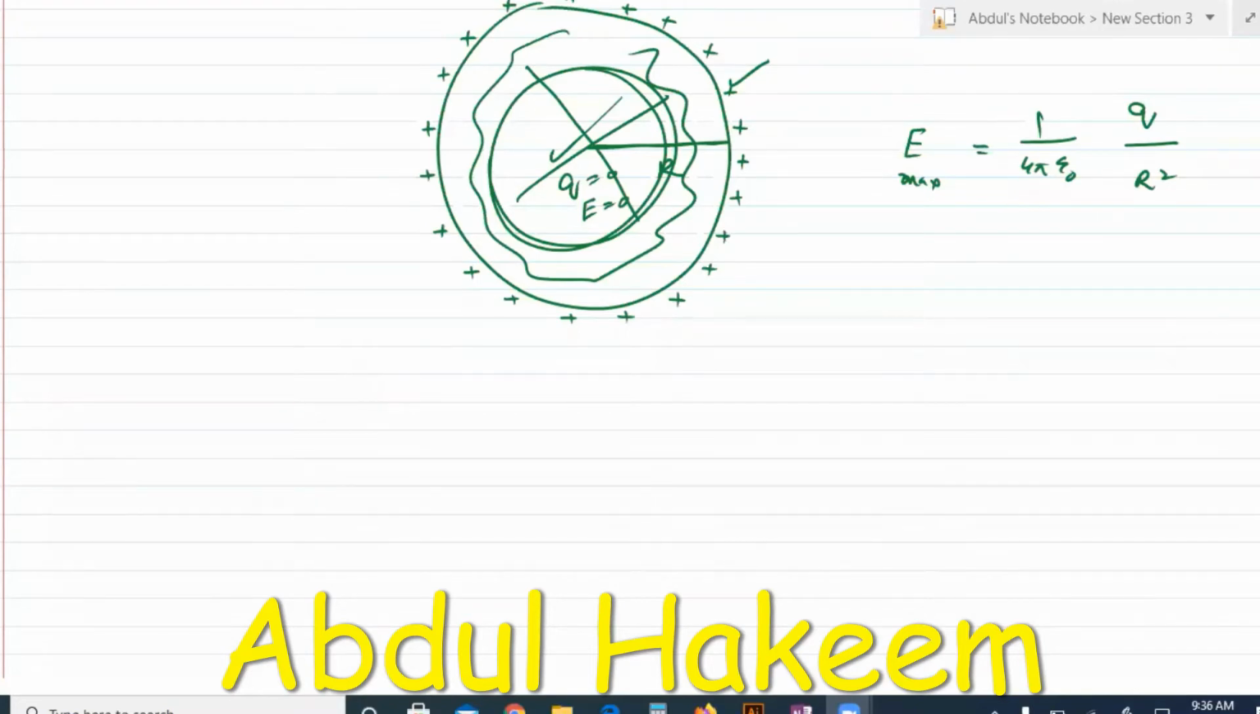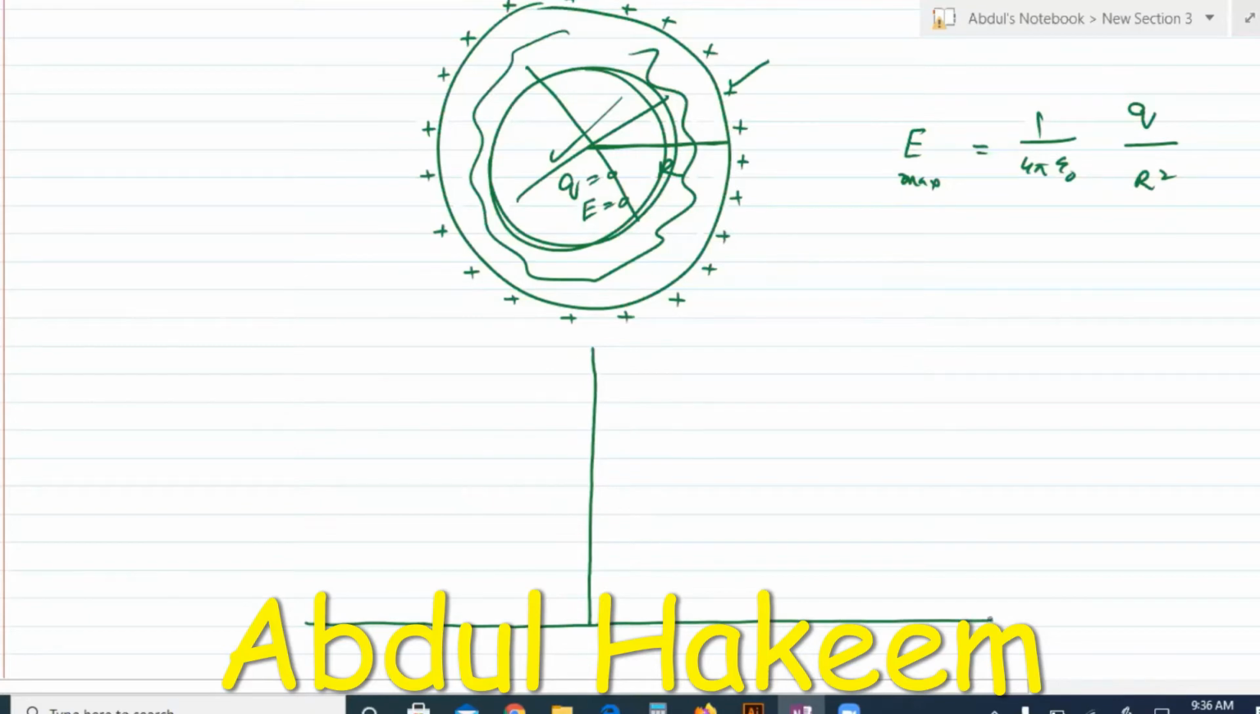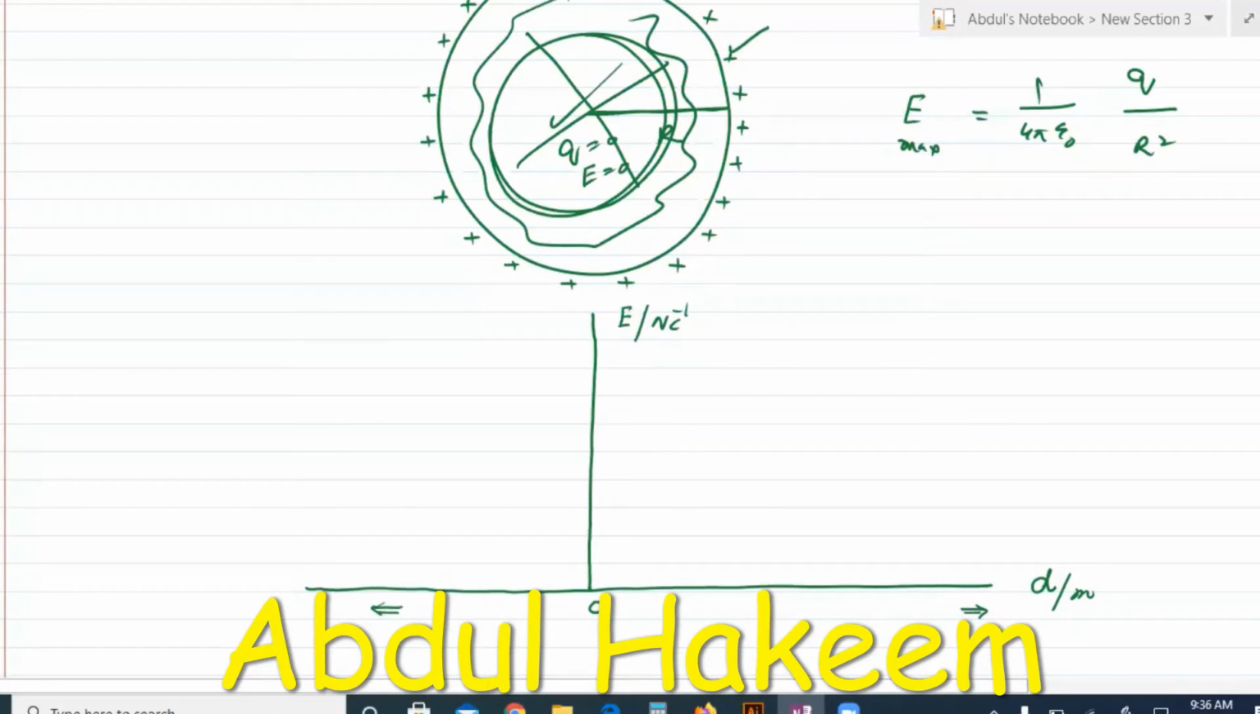Now suppose we have to draw an electric field strength against distance graph for an isolated charged sphere. This is the center, this is the left side and this is the right side of the center. Distance is measured in meters. Electric field strength is measured either in newton per coulomb or volt per meter. Okay, now this is the center.